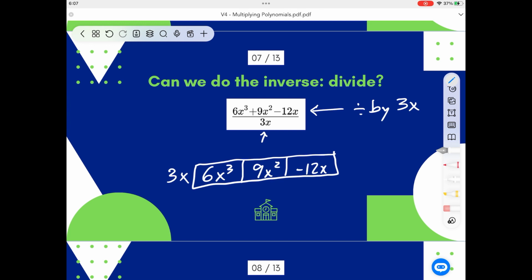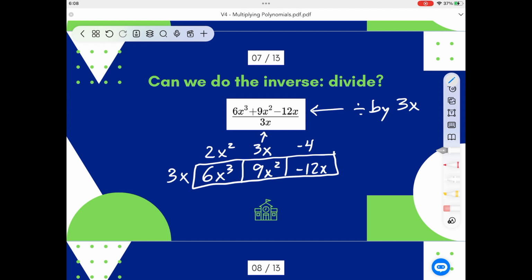If we multiply by 3x, it would get 6x cubed. Well, 3 times 2 makes 6. And x times 2 more factors of x, x squared, would make x cubed. Okay. Then in the middle, 3 times what? 3 times 3 would make 9. And x times x would make x squared. And then finally, 3 times negative 4 makes negative 12. And I don't need to put another x up top because I already have an x in front.